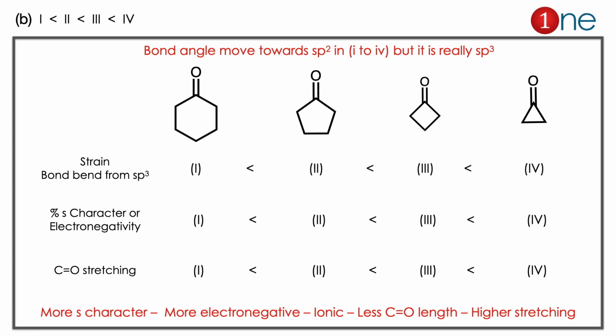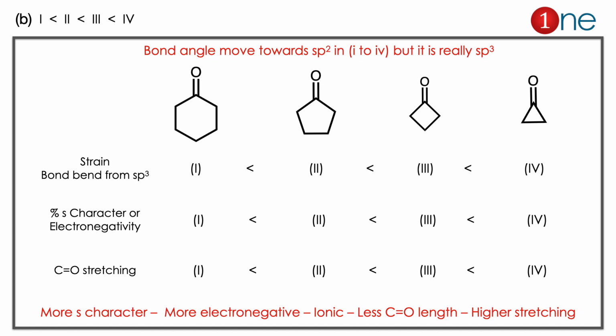Moreover, as the strain increases, you are getting more s character because the hybridization is reaching toward sp2. The sp2 bond angle, you might realize, is 120 degrees. Cyclopropane is approximately like 120 degrees. So what really happens is the s character is near to the nucleus. It will be more electronegative. So you have to find the strain as well as the percentage of s character. The fourth one will have more strain. It will have more s character.